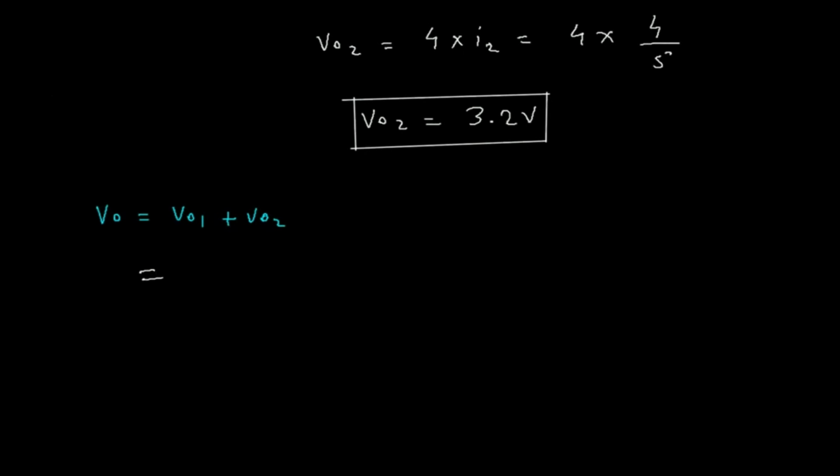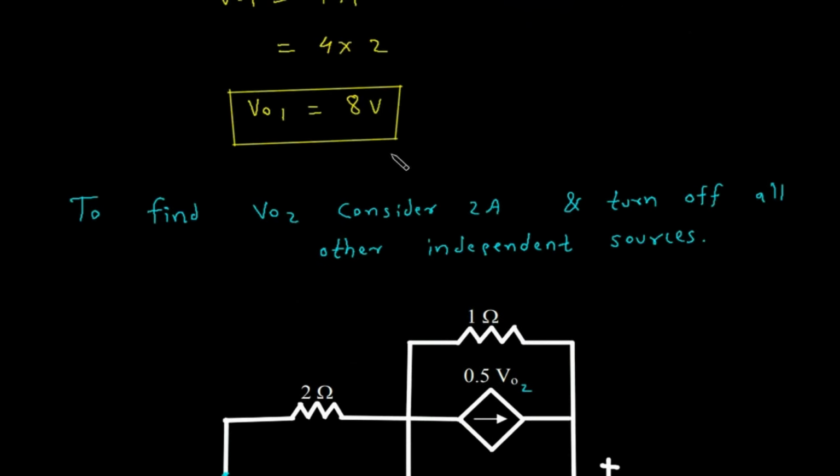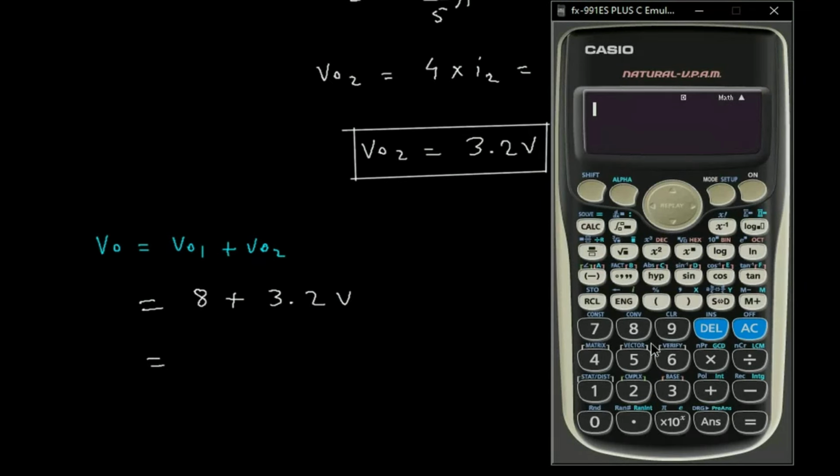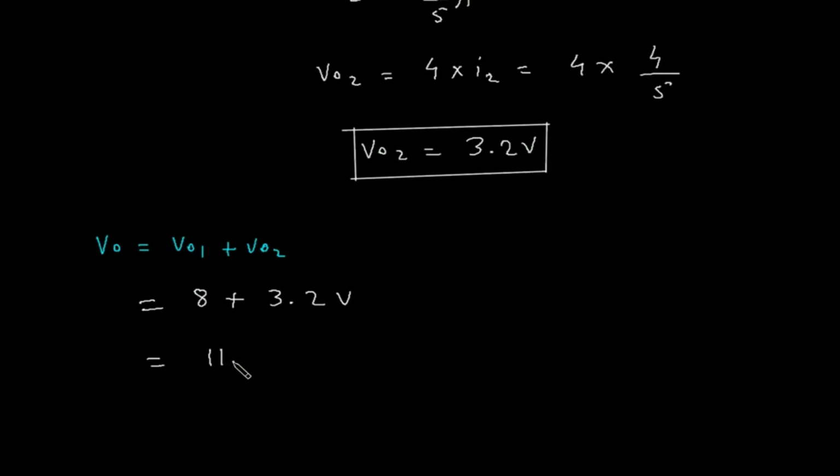Now VO1 is 8 volt plus VO2 is 3.2 volt. So this will be 8 plus 3.2, and the answer will be 11.2 volt. This is the value of VO.